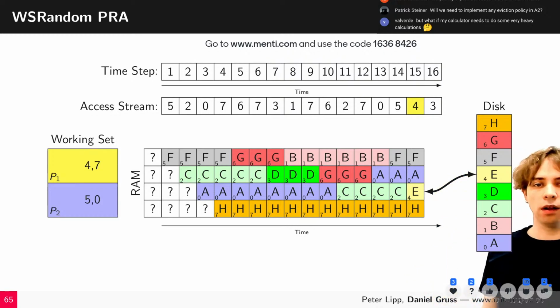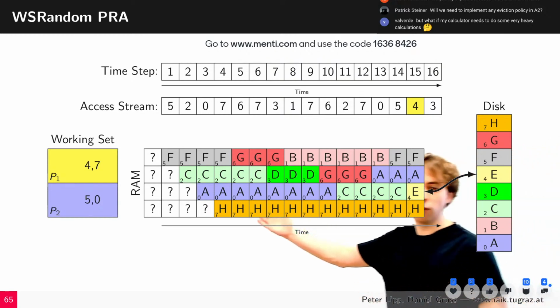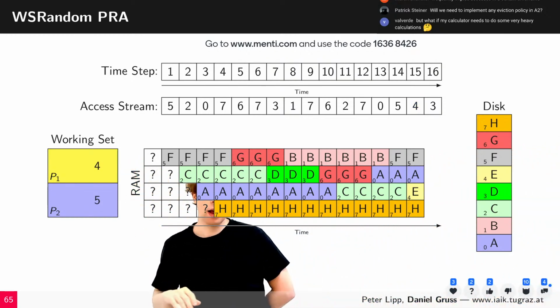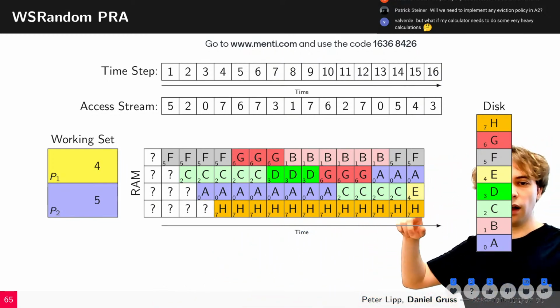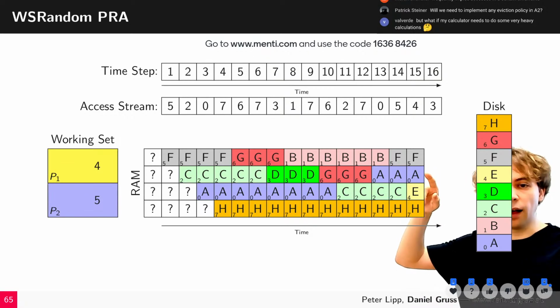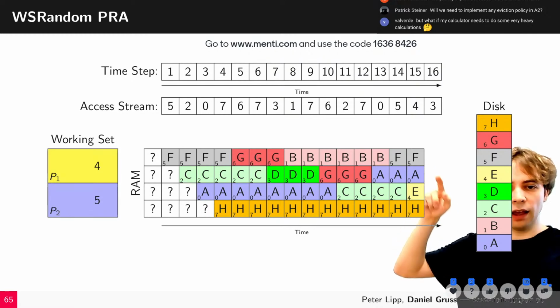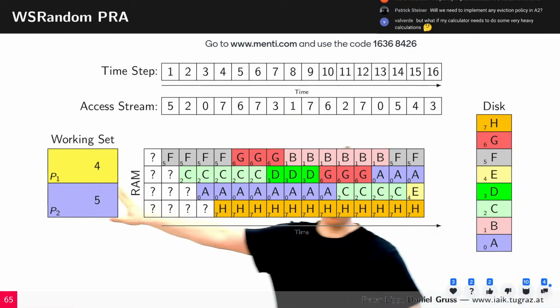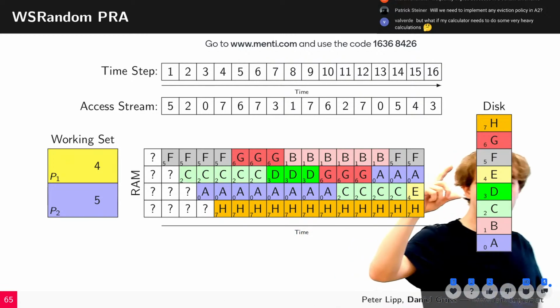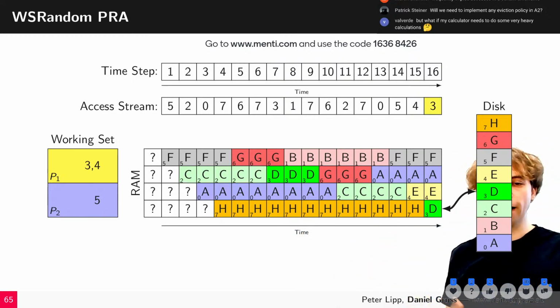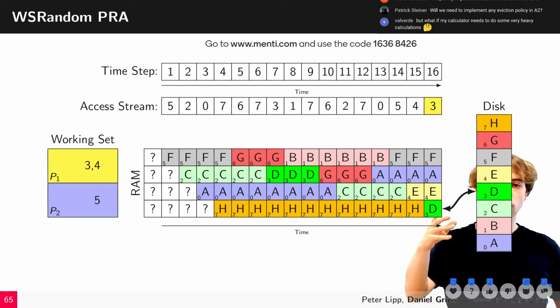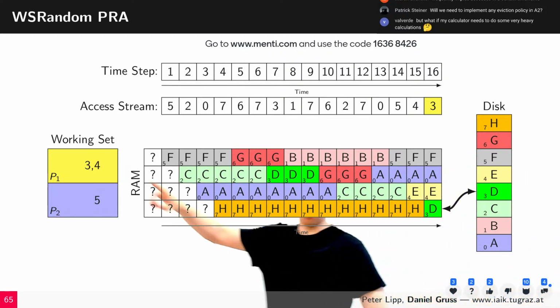And then in the last step, we will access page number 3. And page number 3, again, we have to reduce the working set sizes. And now we can replace any of these pages, maybe page number 7 this time, or not any of these pages, of course. Pages 5 and 4 have to stay in the RAM because they are in the working sets, right? But the other 2, A and H, these 2 can be replaced. And in this case, we will replace the lower one and add it to the working set, of course.